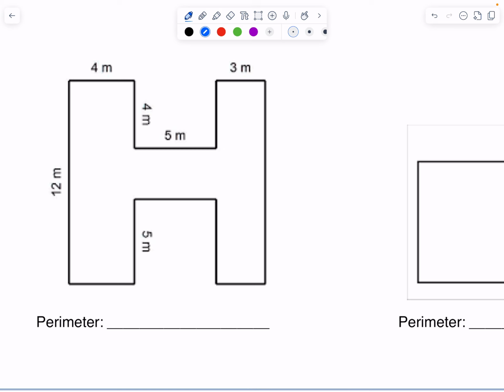But same kind of thing, I'm going to do the same thing. And I like how it's just written out for me. I don't have to figure out the lengths, most of it.